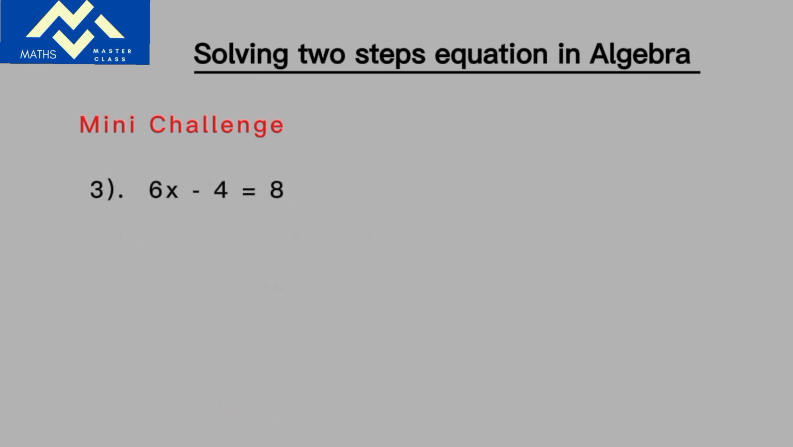3. 6x minus 4 equals 8. Add 4 to both sides. 6x equals 12. Divide both sides by 6. x equals 2. How did you do?